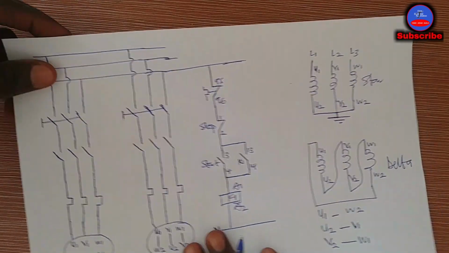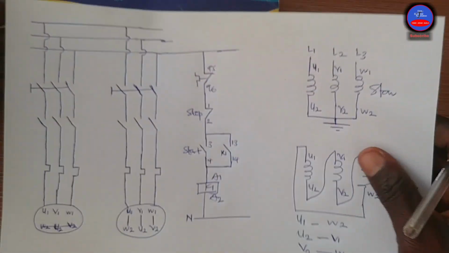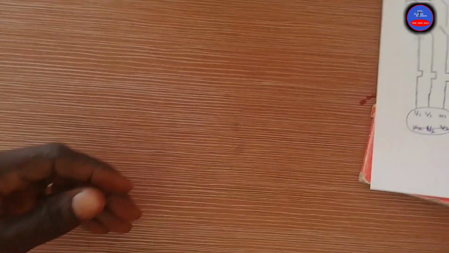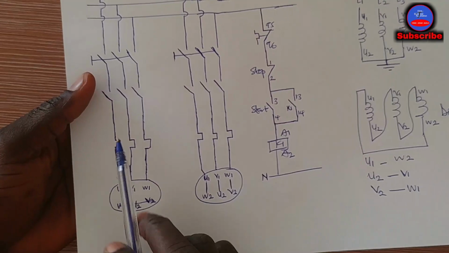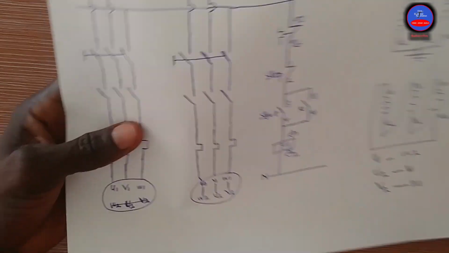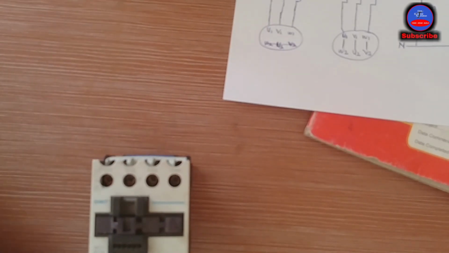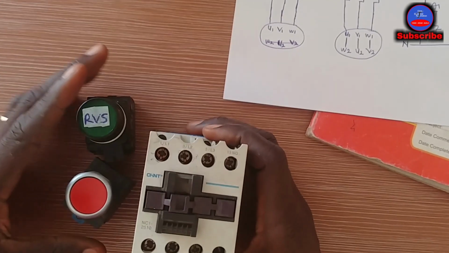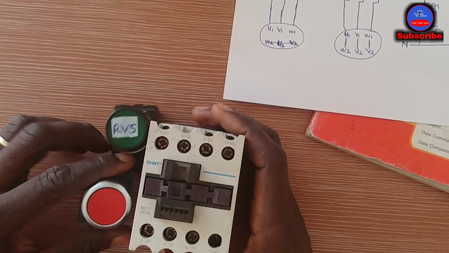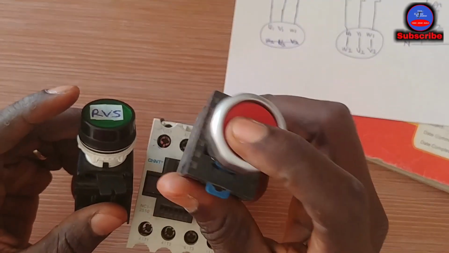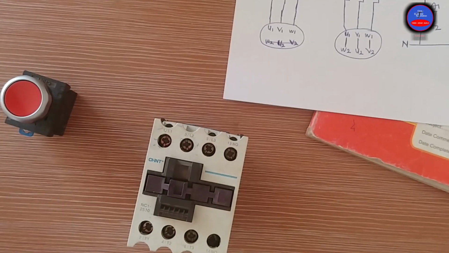All right, so now let's do the wiring, the control wiring. So I said I'm not going to include the overload, but when you're doing it, you have to add the overload. So this is our contactor, and the stop push button, and then the start.